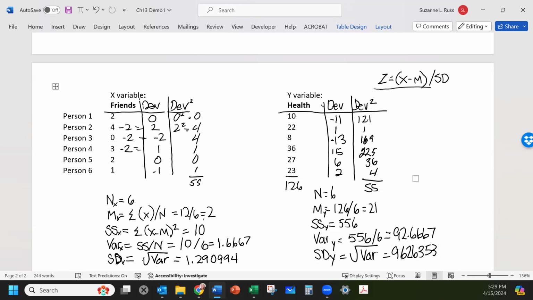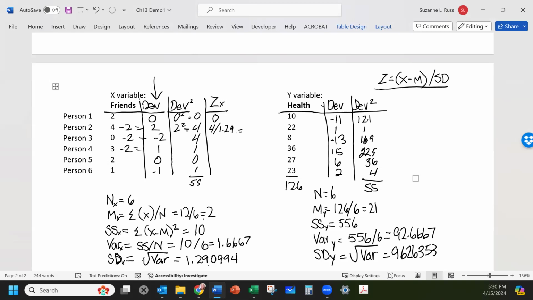All right, and now we're ready for this formula. So here we're going to calculate the z-score for x. So I'm going to write zx, and it's going to equal the deviation, which we've already calculated here, divided by the standard deviation. And so for this very first one, we will be doing 0 divided by 1.290994, and we're going to get 0. For this one, we're going to be doing 4 divided by 1.29, etc. And that brings us to 1.54.